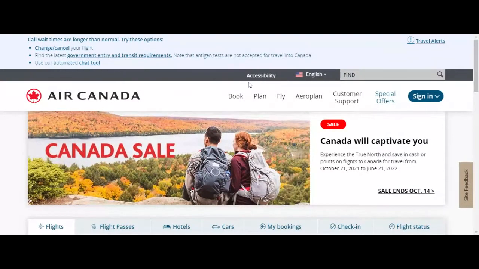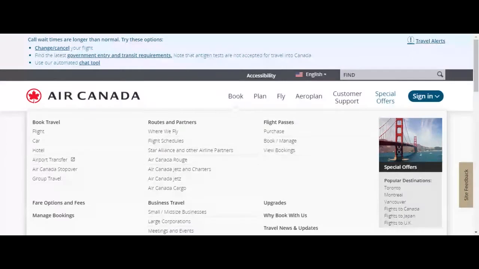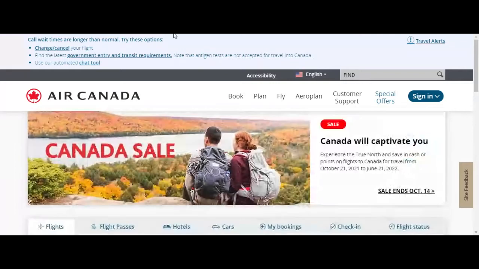And when I go to book and I roll over book, I see book a travel. And then one of them is flight, fine. So I want to book. If I want to book, I think book is probably the term that, as a user, I would relate to. Plan, though, what is planning? Book or plan? What is planning? And fly, what is flying?